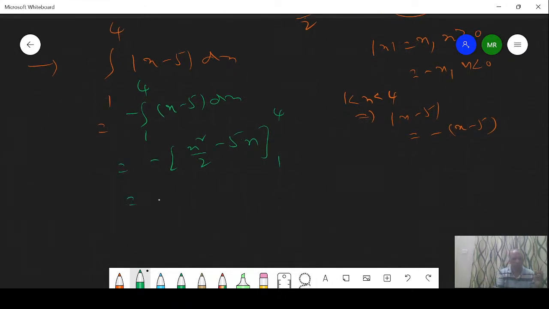Just substitute the upper limit: 4 square, 16 by 2 minus 20. And minus the lower limit: 1 by 2 minus 5. You simplify this: minus 8 minus 20, you will get minus 12. And 1 by 2 minus, you can see minus 1 by 2, so I can write minus 1 by 2 plus 5. Plus 5, so you will get minus 12 plus 5, minus 7 minus 1 by 2.